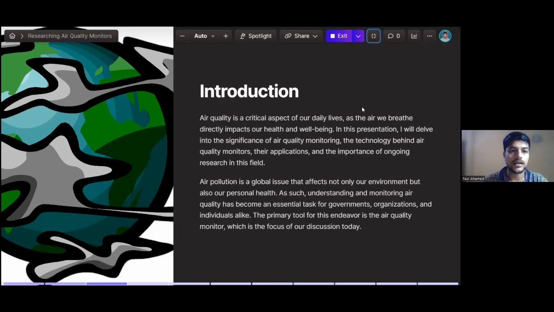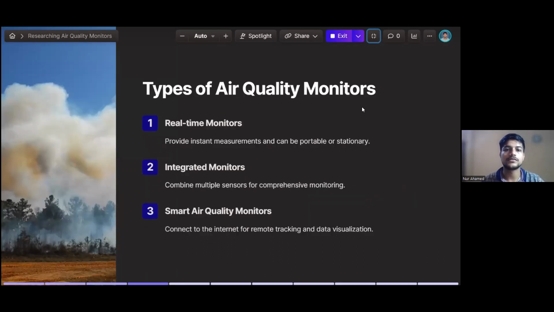Let's go to the next slide. Types of air quality monitors: real-time monitors, integrated monitors, smart air quality monitors. Real-time monitors provide instant measurement and can be portable or stationary. So real-time monitors we can use in our homes and outside our homes, or anywhere we want to monitor the air quality.